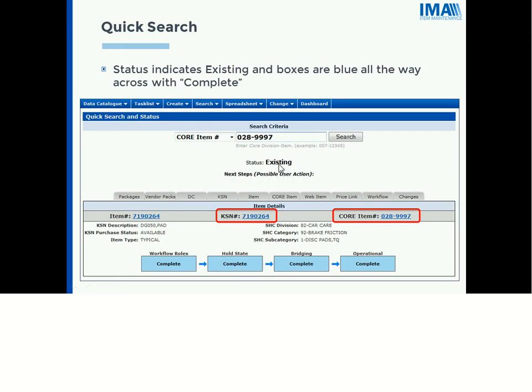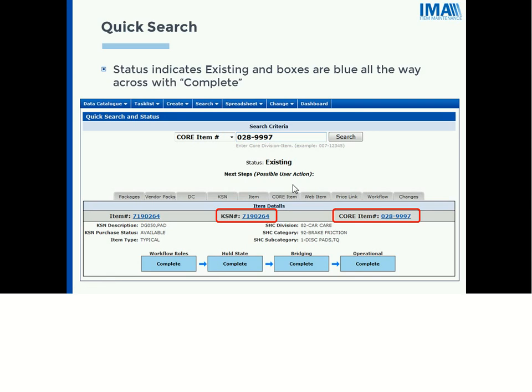And here, on this screen, the core item number was selected. In the example, you can see it's 007-12345. So it's the 3-digit Sears division, dash, and then the 4 or 5-digit item number. And this example is existing, so it's operational. Next steps is blank because there's nothing that needs to be done under next steps.